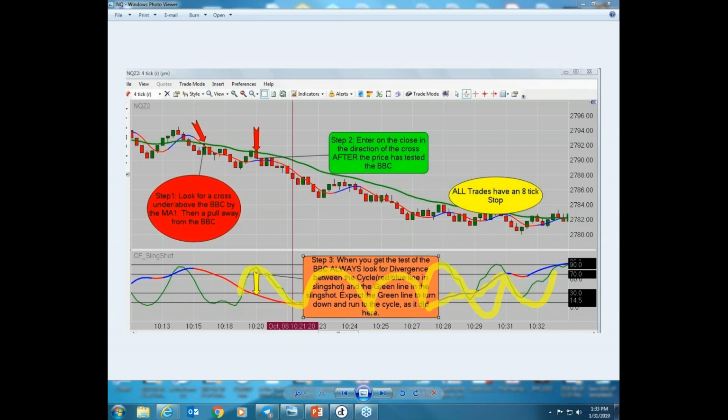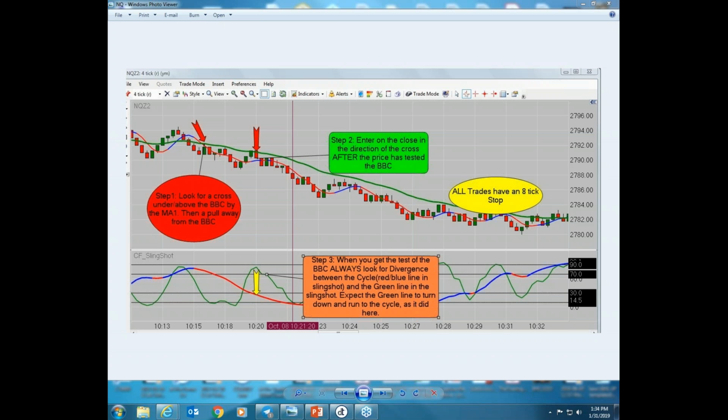So in a sense, you're selling that top. And then when things turn bullish and we're starting to head up, you're buying this dip, because you're expecting those green lines to get back into the cycle. That's a perfect world. It doesn't happen that way, but that is what you're looking for.